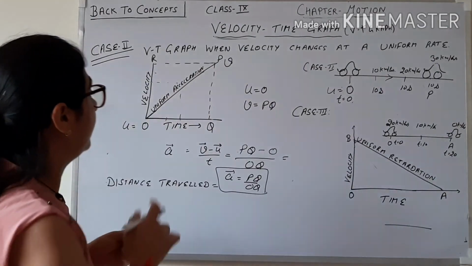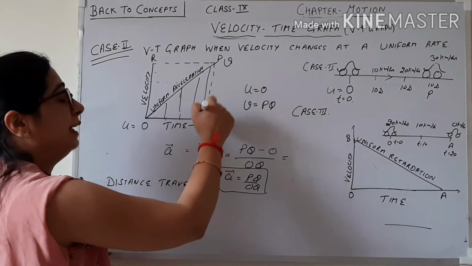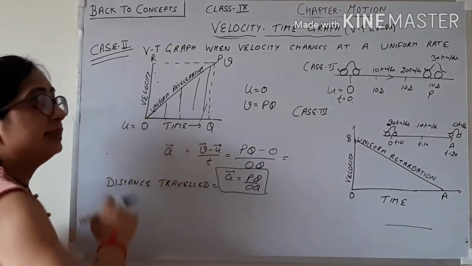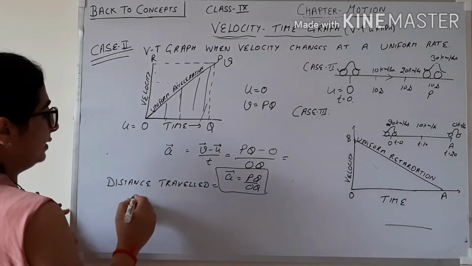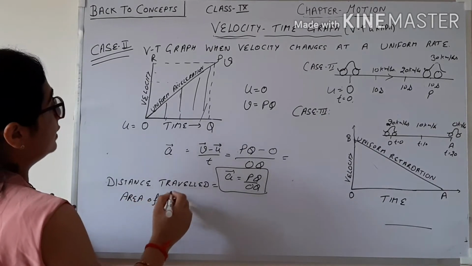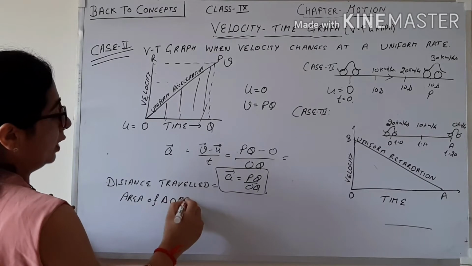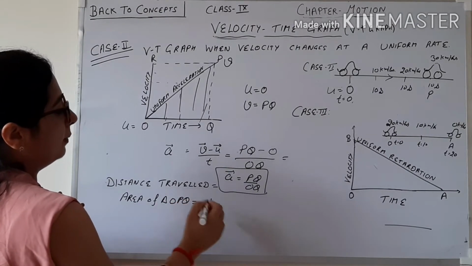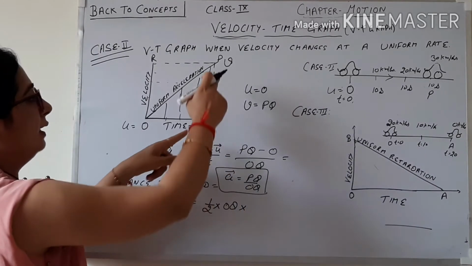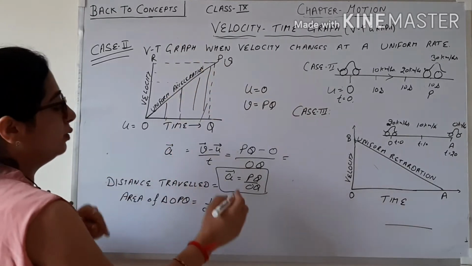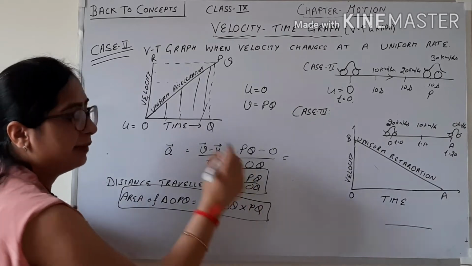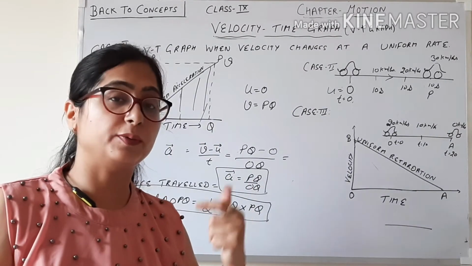Area under this line, that means this area represents the distance traveled, and we will see that here this is a triangle and distance traveled is equal to area of triangle. And what is the notation? OPQ, that is equal to half multiply what is the base, that is equal to OQ, and what is the height, that is equal to PQ. Okay, this is the distance traveled by a body in uniform acceleration.